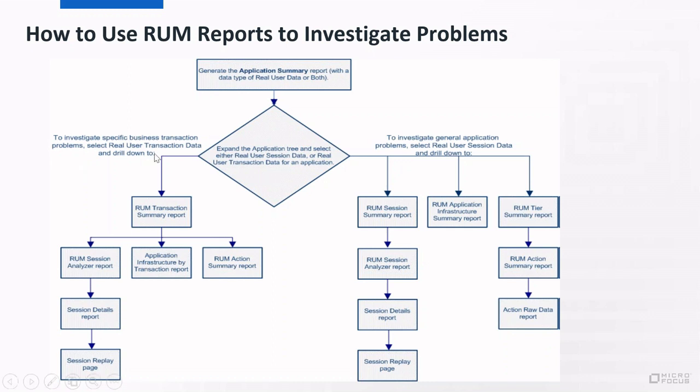For that, I created a flowchart. It was available and I just pasted it here. If you want to track business transaction related problems, you can go to this path: click on application summary and follow this path. And if you have general application problems, you can go to this path: RUM session analyzer, session summary, and so on. I'll just leave this slide; in the lab, you can probably go through it.